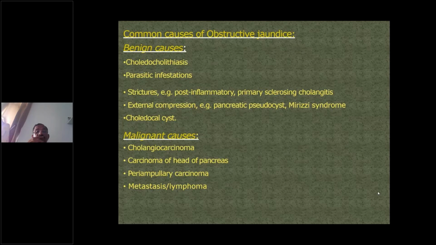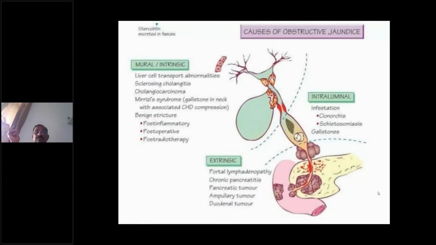The malignant causes: the most common malignant cause to present with obstructive jaundice is carcinoma head of pancreas. Other ones are cholangiocarcinoma, periampullary carcinoma, and metastasis and lymphoma, which usually, due to the associated lymphadenopathy, cause external compression of the bile duct and secondary obstructive jaundice. The same thing is shown here in a bit of graphic fashion.